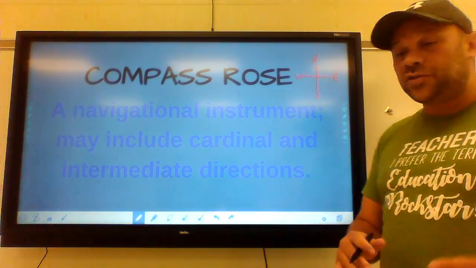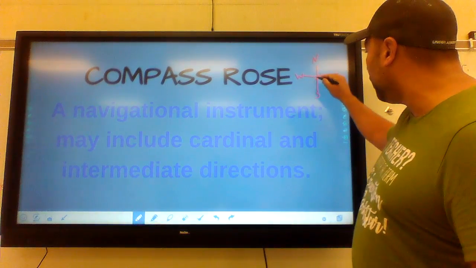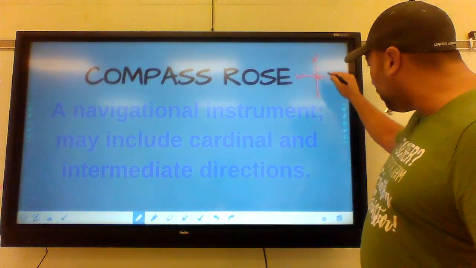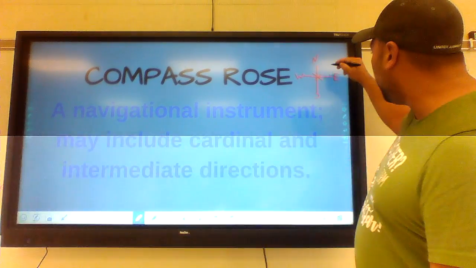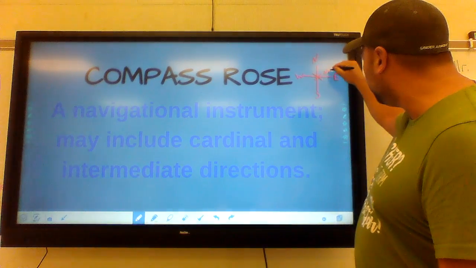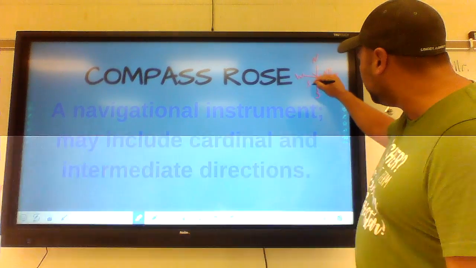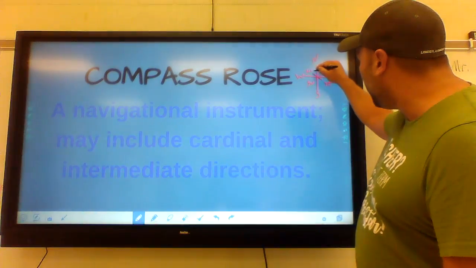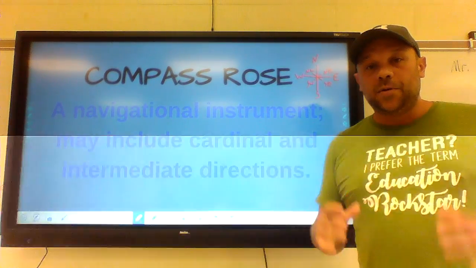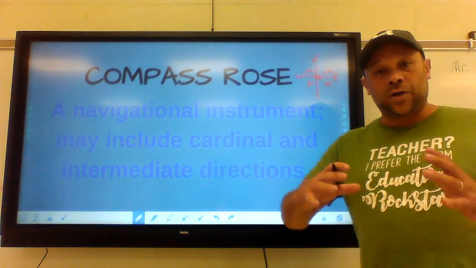Now, the compass rose can also include intermediary directions or intermediate directions, and that's the little X in the middle of the cross where you might get directions like northeast, southeast, southwest, and northwest as you go around the compass rose. But these exist on the map to show you the orientation of the map.